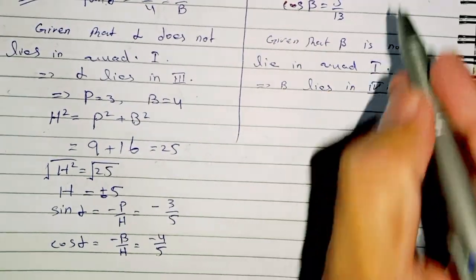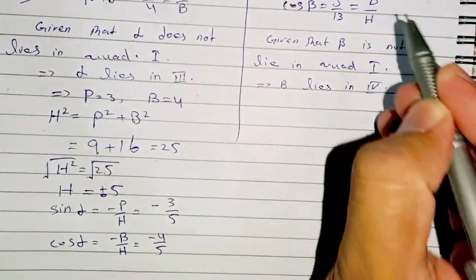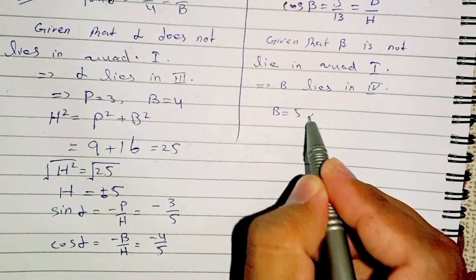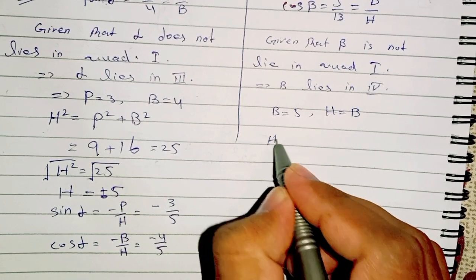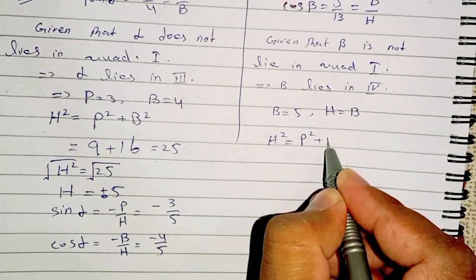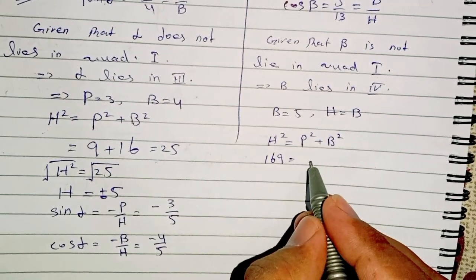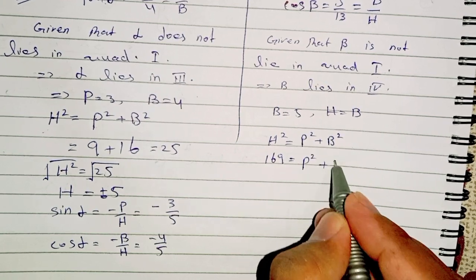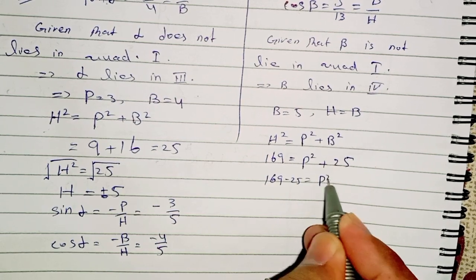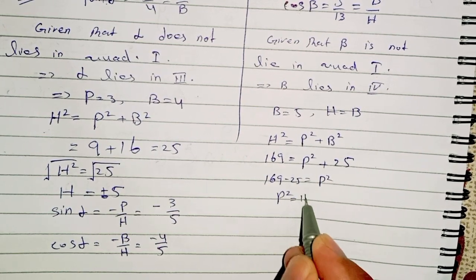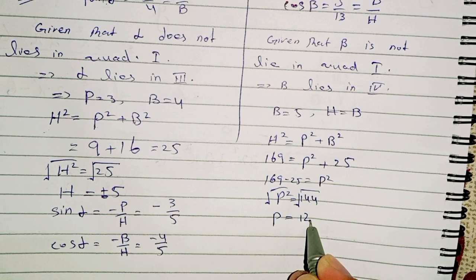Now we find sin beta. So we know that cos is equal to base over hypotenuse. So b is equal to 5 and h is equal to 13. Now we use Pythagoras theorem. H square is equal to p square plus b square. Square of 13, 169, is equal to p square, which we have to find, plus b square, which is 25. 169 minus 25 is equal to p square. P square is equal to 144. Taking square root on both sides, p will be equal to 12.